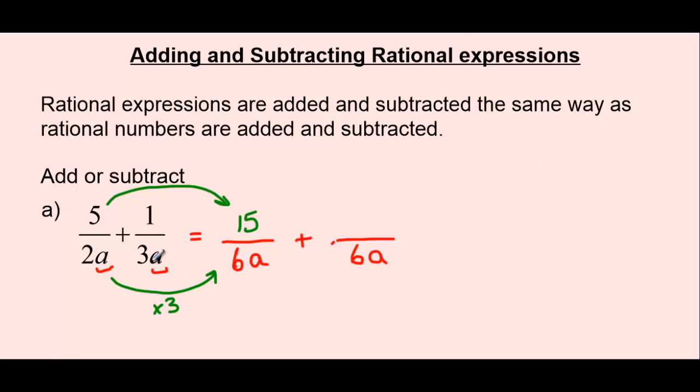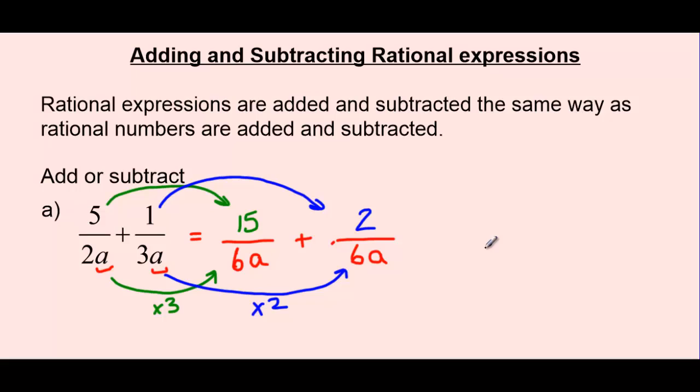For our second fraction, how did we get from 3a to 6a? Well, from 3a to 6a, we multiply by 2. So our numerator on that second fraction has to be the same operation. 1 times 2 equals 2.